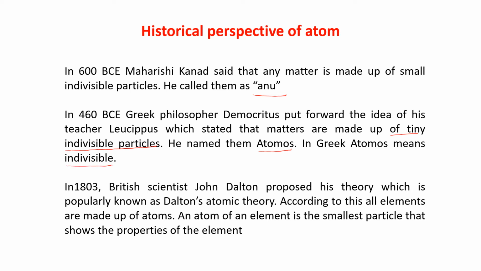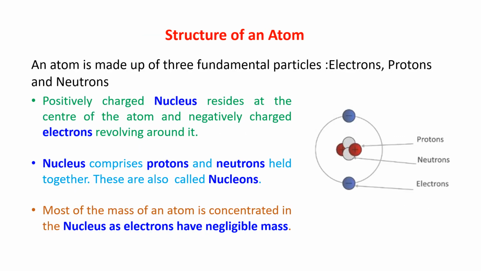Now, in 1803, the British scientist John Dalton proposed his theory, which is popularly known as Dalton's atomic theory. Very important, Dalton's atomic theory. According to this, all elements are made up of atoms. An atom of an element is the smallest particle that shows the properties of the element. Now this is very important.